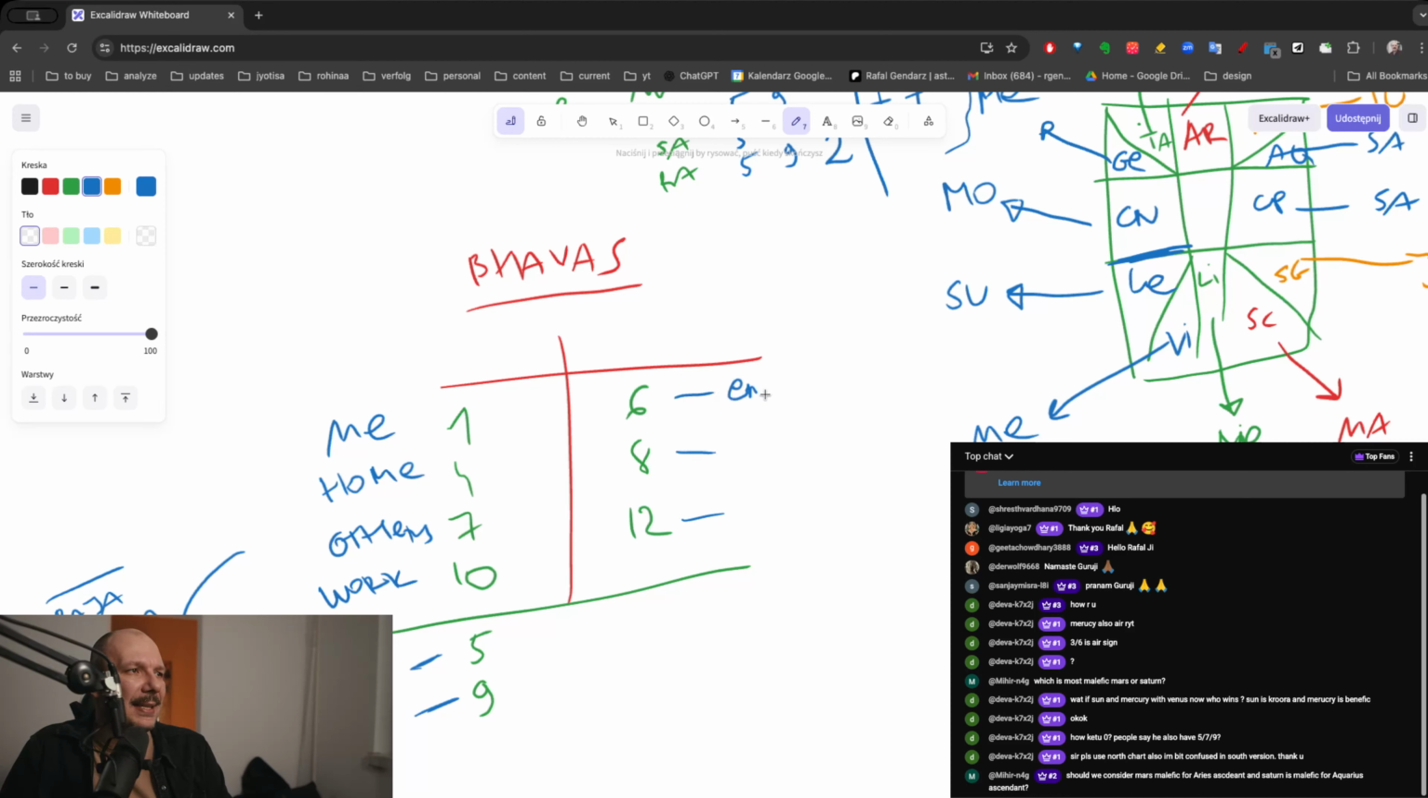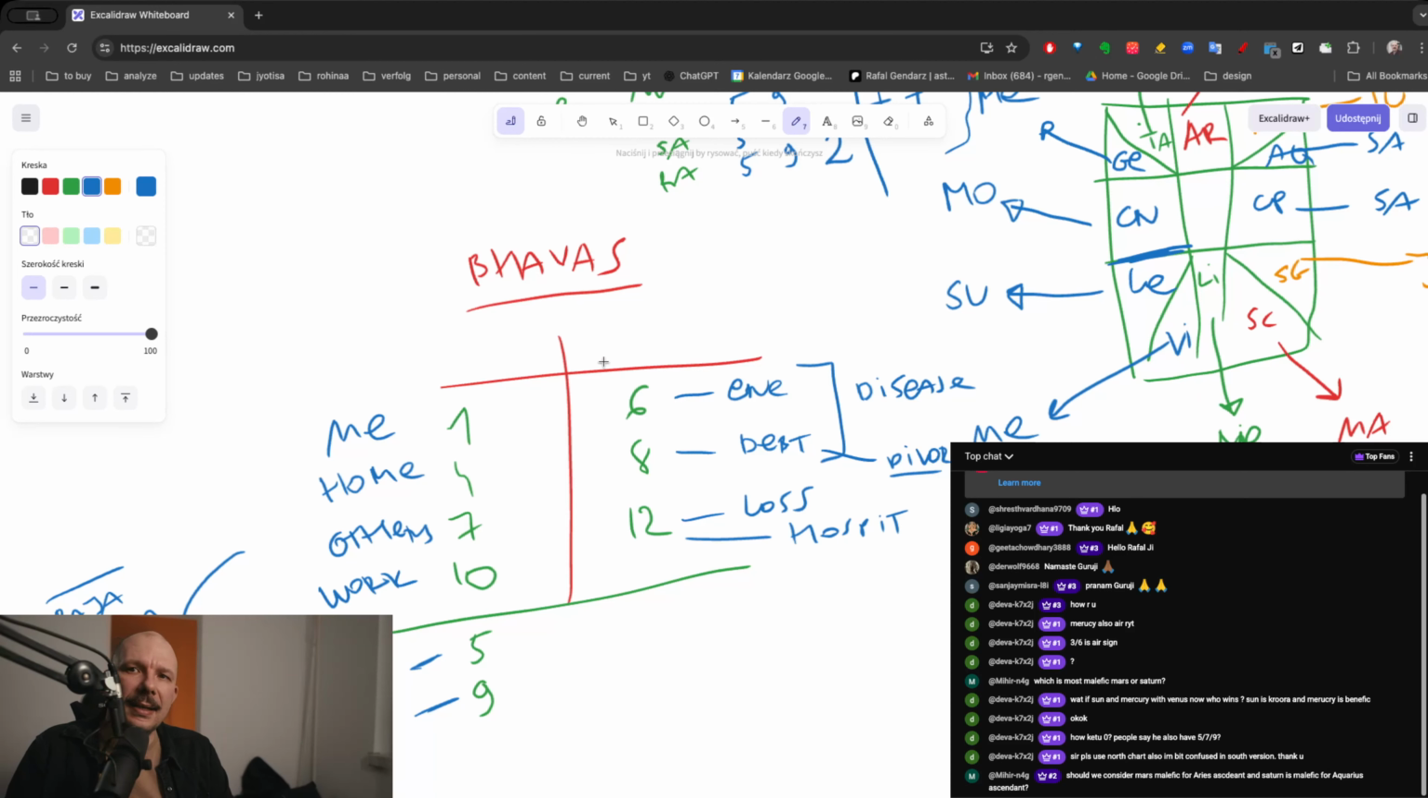6 is about enemies. 8 is about debt. And 12 is about loss. Now these two, 6 and 8, are also showing disease. 8 is also showing divorce. 12 may show hospitalization. And 6 may show accidents also. Enemies, accidents, our weaknesses, and things like that.